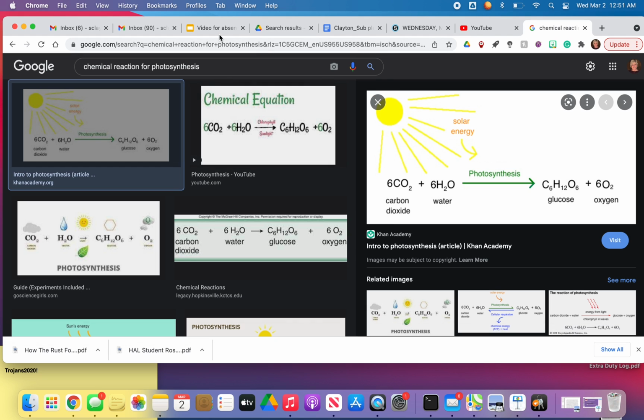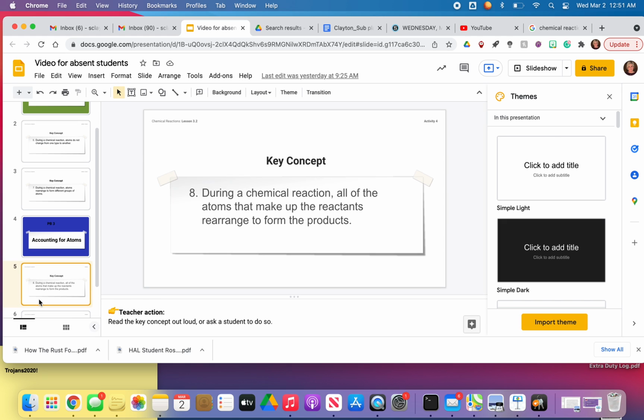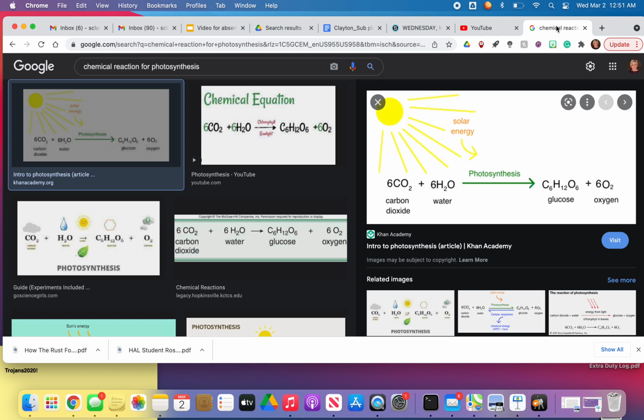Key concept number 8 says during a chemical reaction, all of the atoms that make up the reactants rearrange to form the products. I'm going to move to here and then I'll go back and let you write that down. What that means is all of the atoms here break apart and then rearrange to form everything here. And we don't have any new atoms that come in and we don't have any leftover atoms.